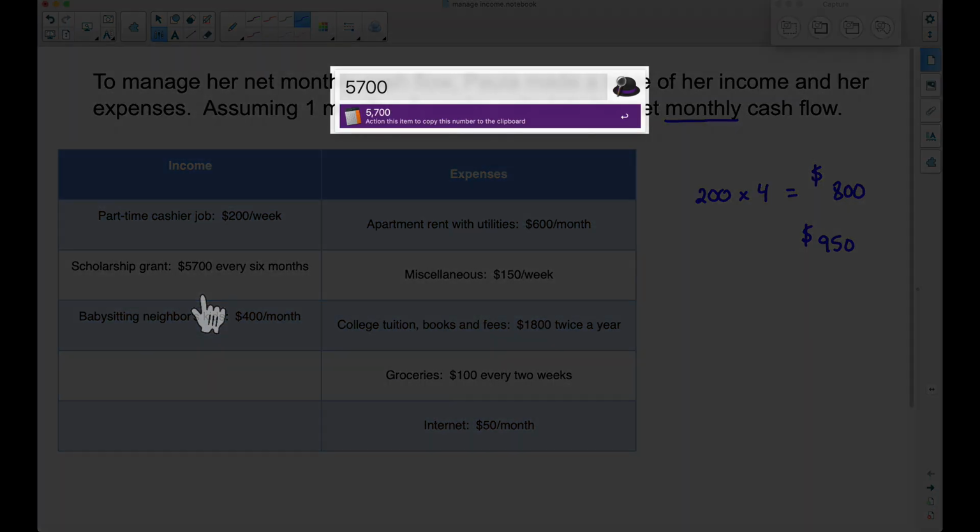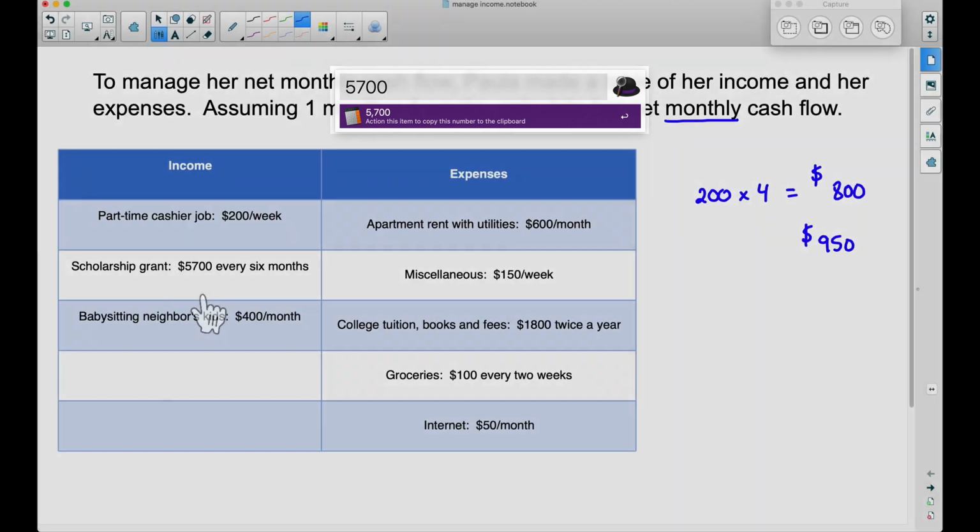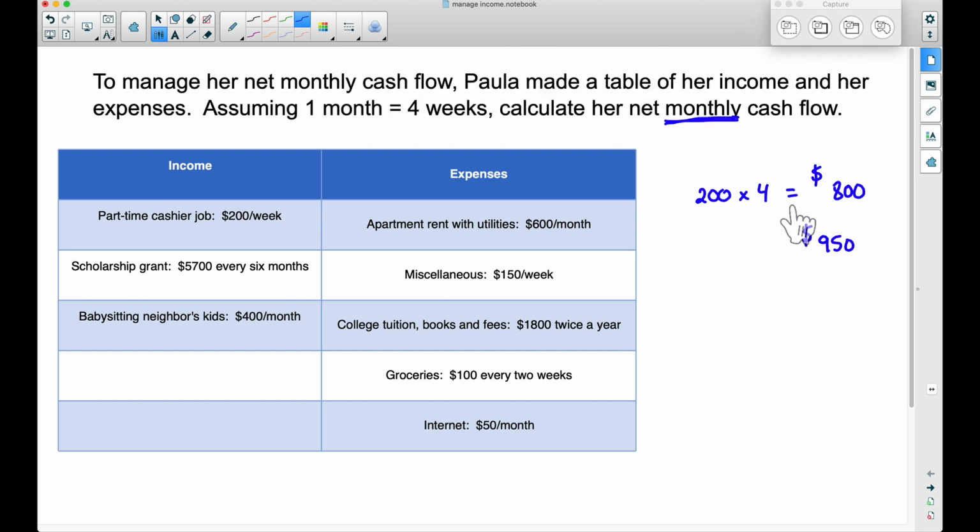Now, other ways to look at it as well, if she's getting it every 6 months, if we double this, that's how much she's getting per year. She's getting it every 6 months. And then if we divide that by 12, check it out, we get the exact same thing. We still get the $950 here. And again, I'm sticking with the $950 because we're talking about monthly cash flow. Keep that in mind. And then she has this third source of income here.